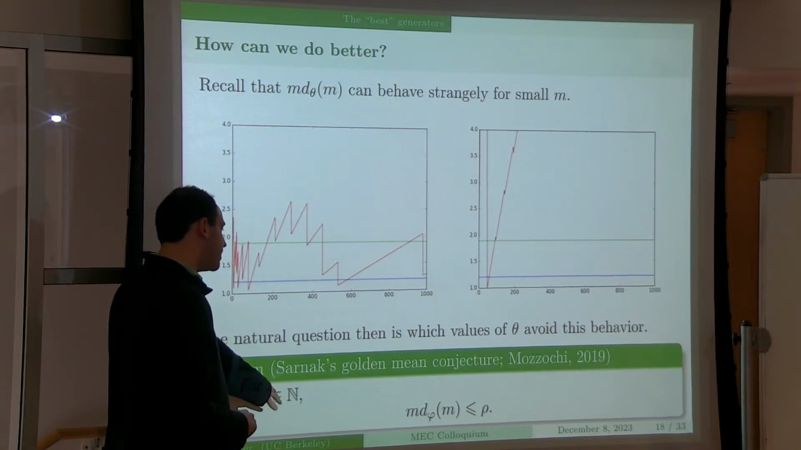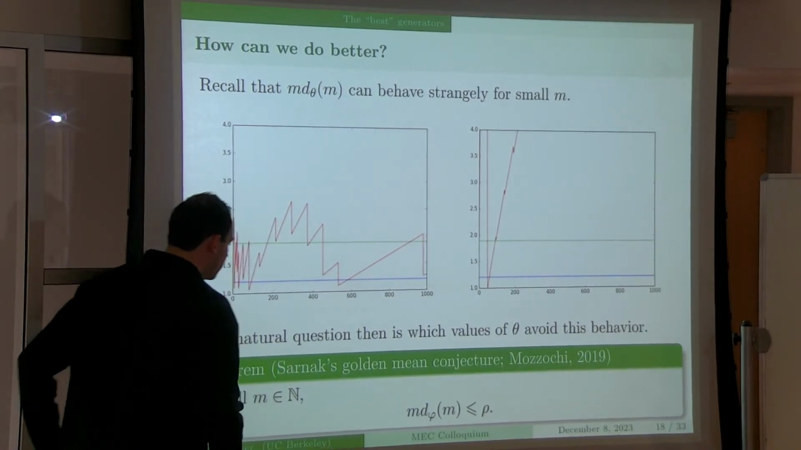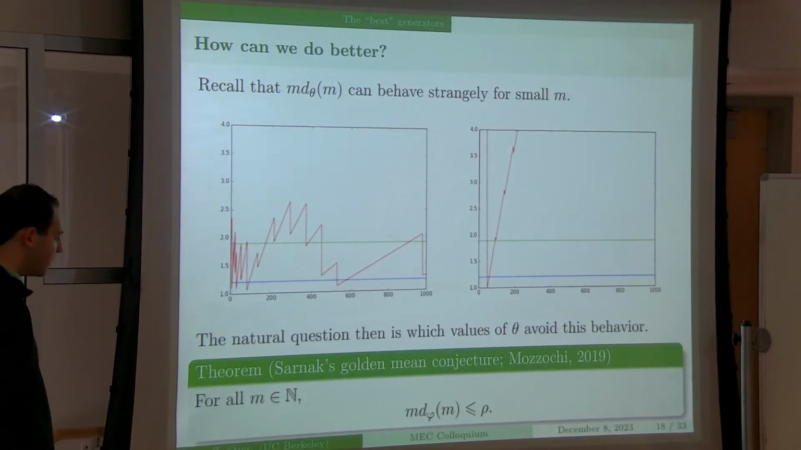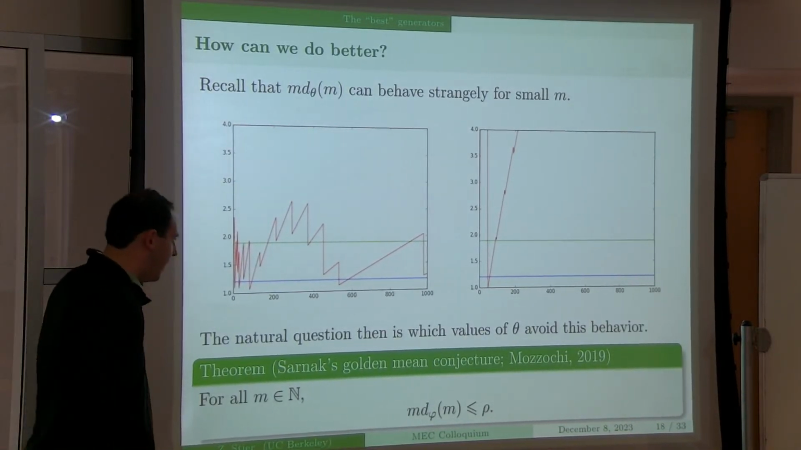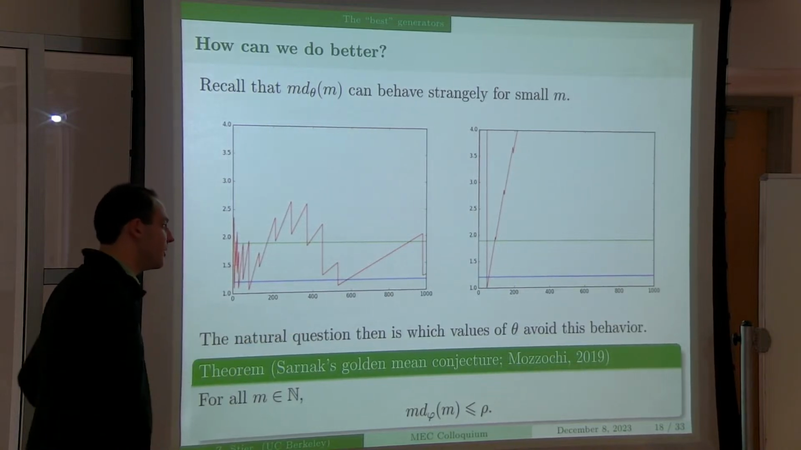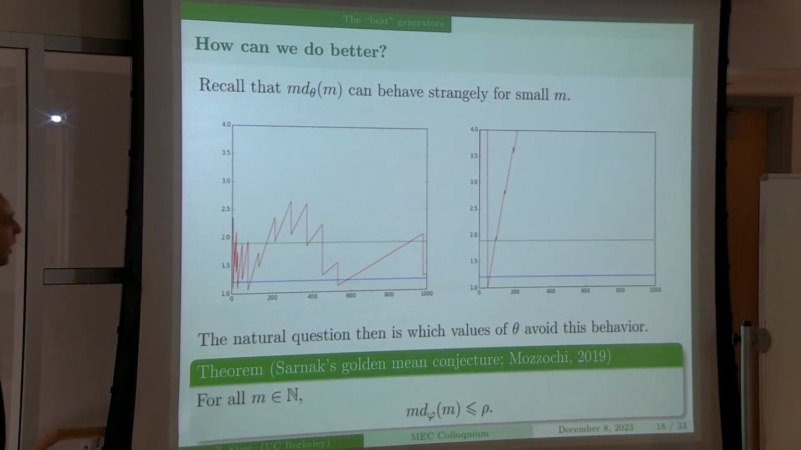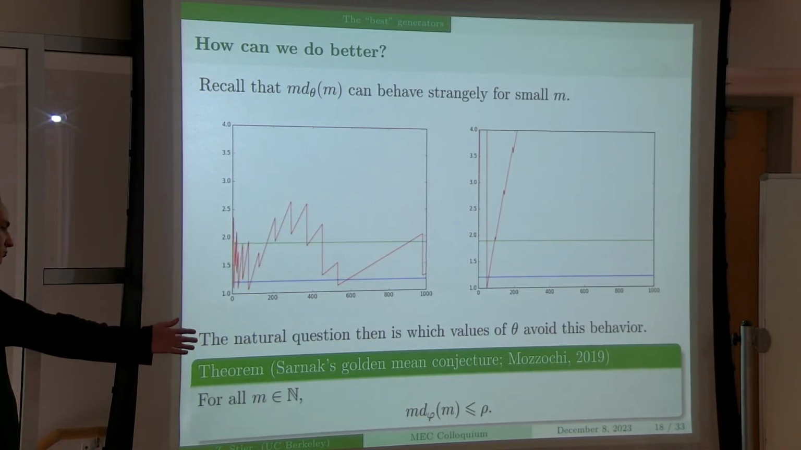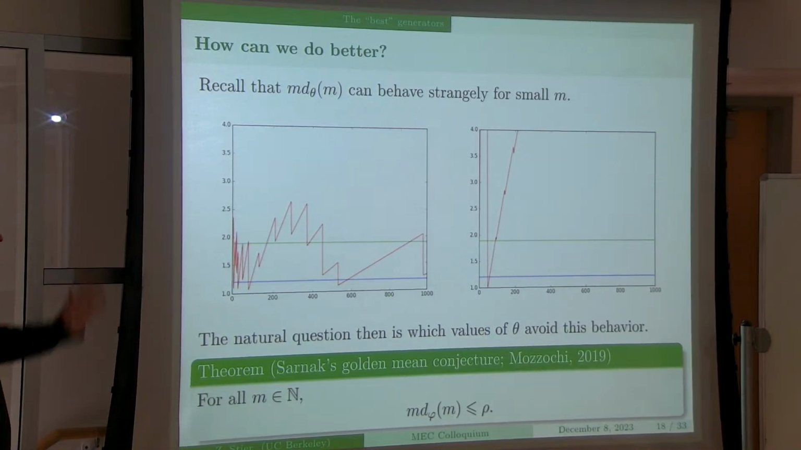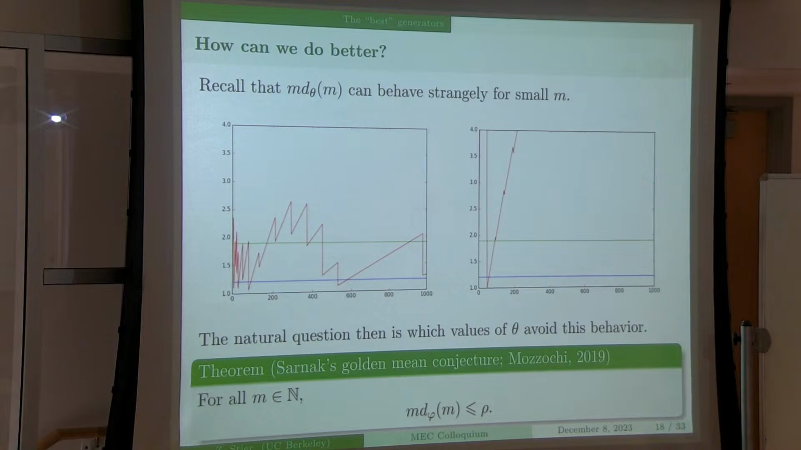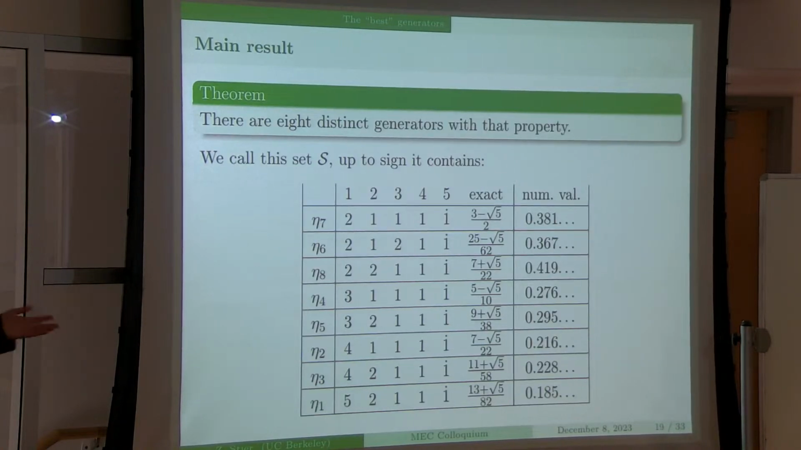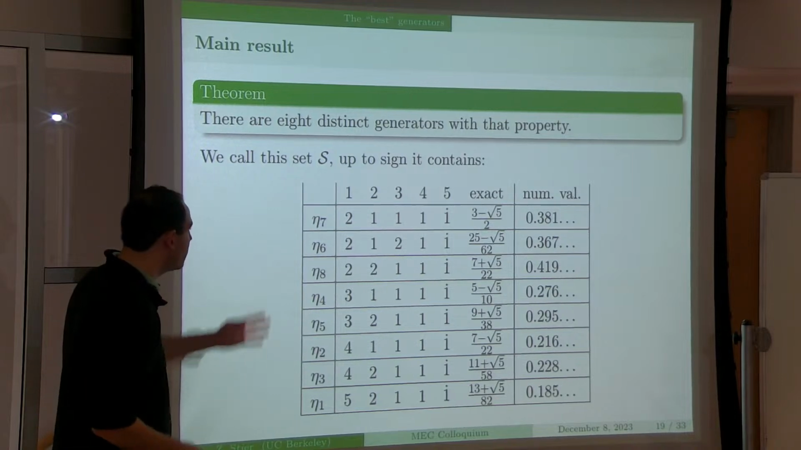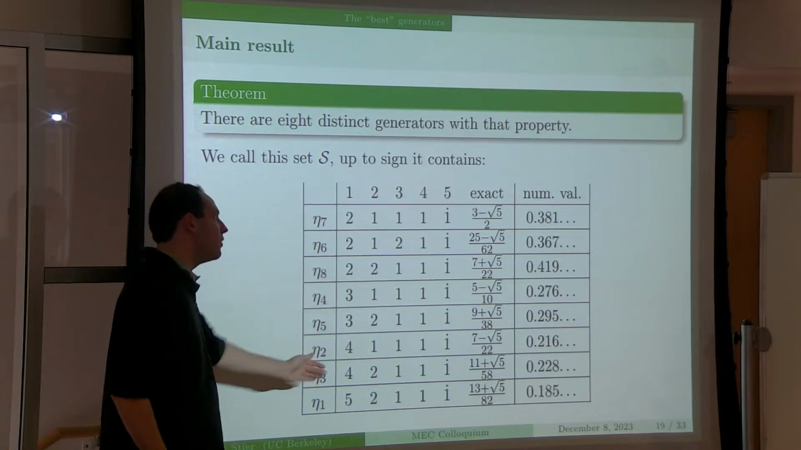So Sarnak conjecture, the golden ratio does this. So notice instead of theta, we've got golden ratio here. This is a conjecture of Sarnak's, and Jeff Mazzocchi proved it in 2019. But the question is, what are the other ones? Are there other ones, first of all? And can we write them down? And the answer is yes, actually. So this is the other main theorem in my paper about this, that these are all.